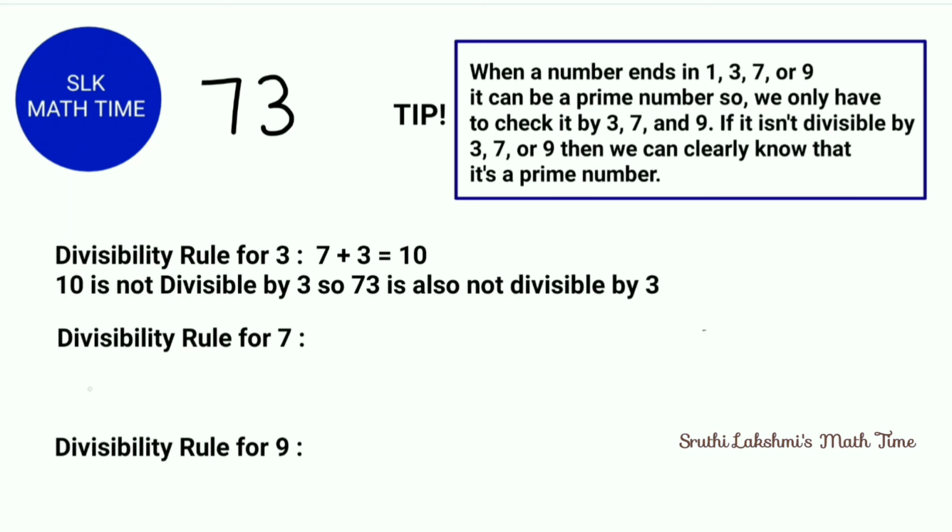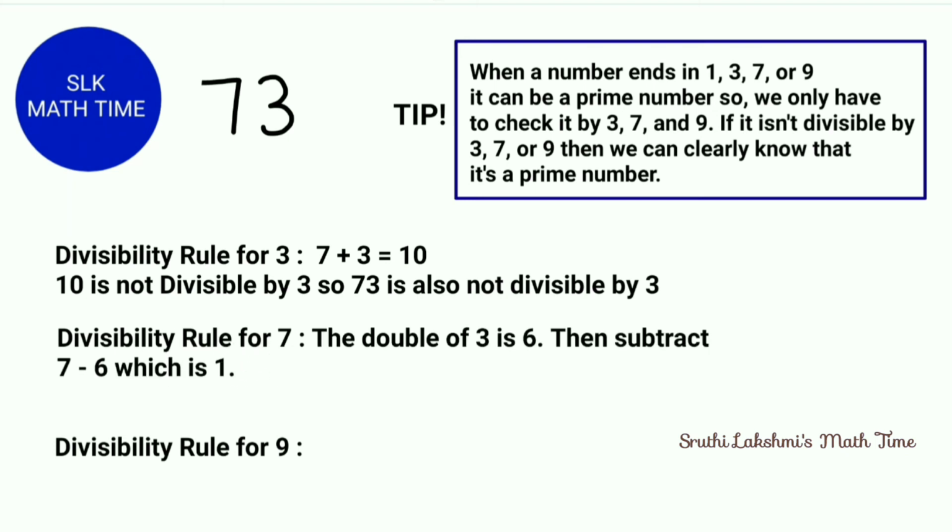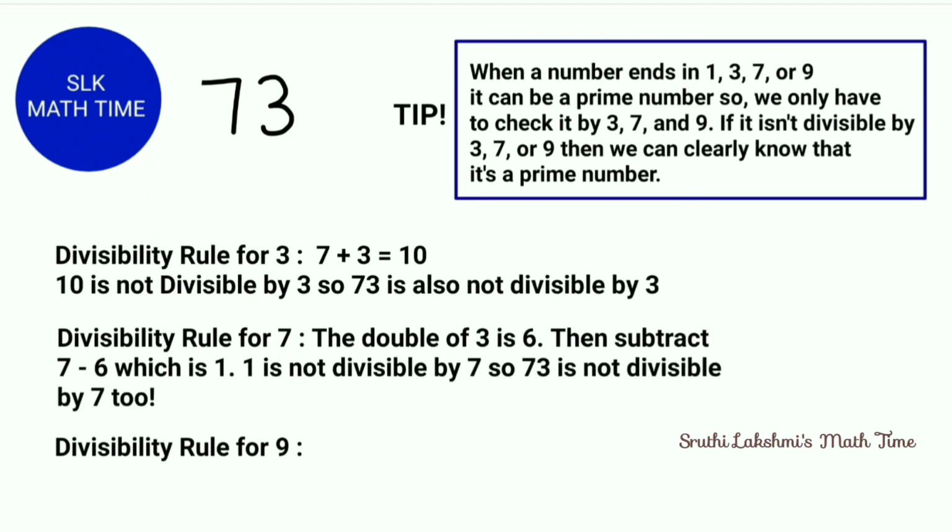Now let's check it for 7. So first we have to see what is the double of 3. The double of 3 is 6. Then we have to subtract 7 minus 6, which is 1. Since 1 is not divisible by 7, 73 is also not divisible by 7. So now we see that 73 is not divisible by 3 and 7. If 73 is also not divisible by 9, we can clearly know that it's a prime number.